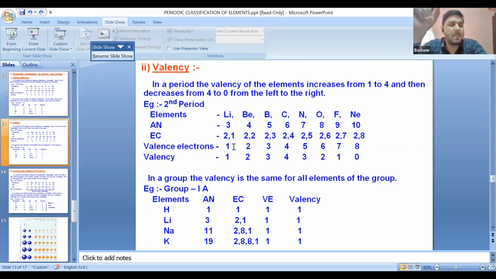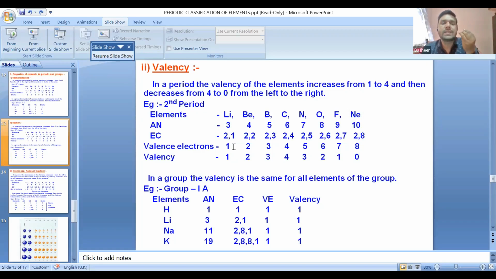So always remember, if you have 1, 2, or 3 valence electrons in the last shell, they can lose the electrons. But if they have 5, 6, or 7, 8 means it's totally octet. If they have 5, 6, or 7 in the last shell, then instead of losing 5, it is better to gain 3. Understand my point?